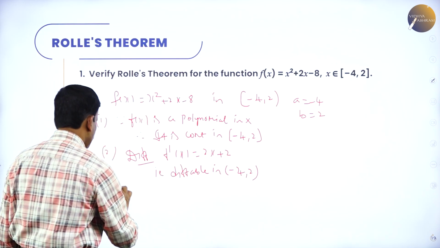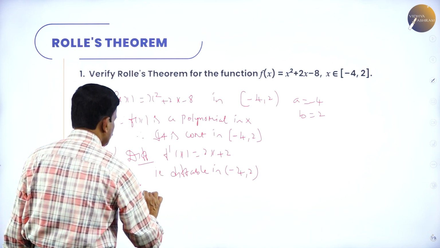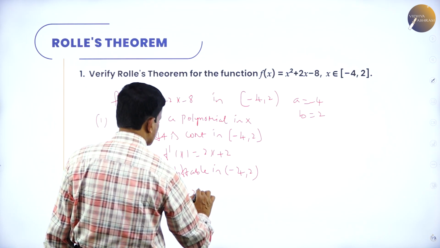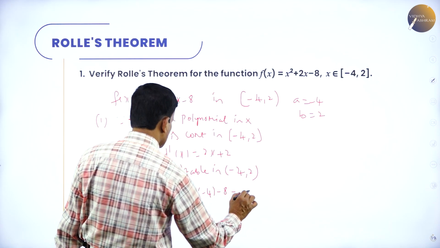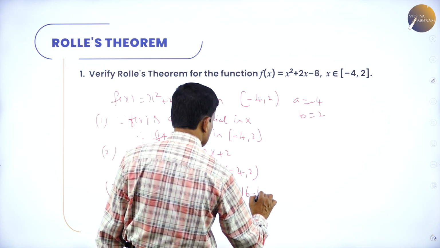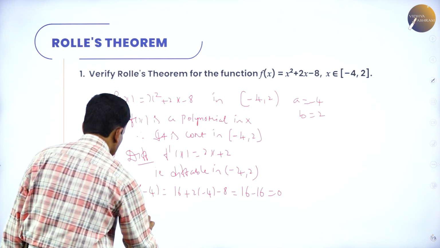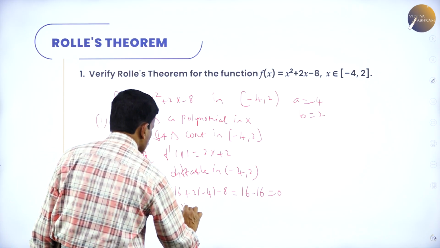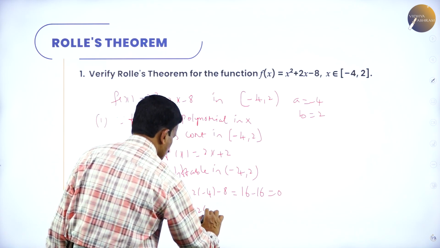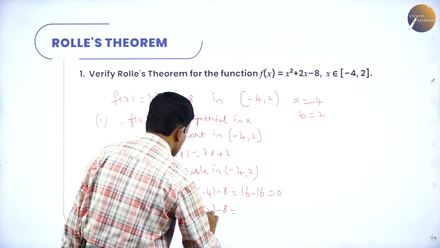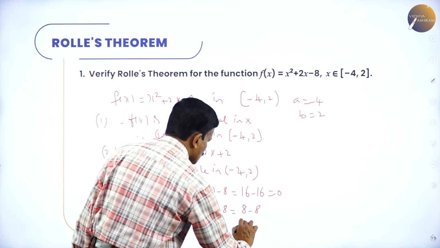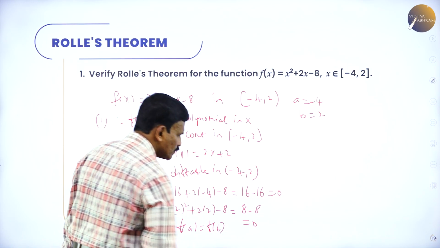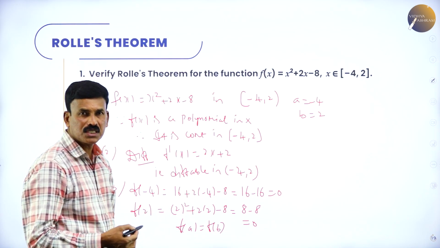Now verify f of a, the third condition. f of minus 4 is equal to 4 square, which is 16, plus 2 into minus 4, minus 8. That is 16 minus 16, which is equal to 0. And f of b, f of 2, is 2 square plus 2 into 2 minus 8. That is 4 plus 4 is 8, minus 8, that's equal to 0. So f of a is equal to f of b. All the conditions for Rolle's theorem are satisfied.